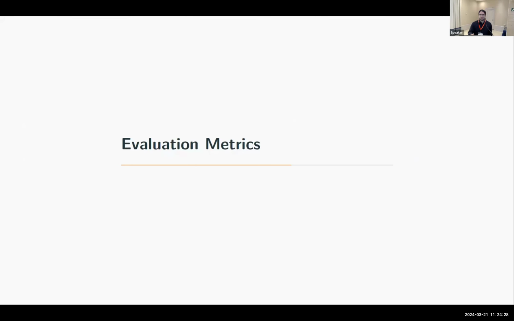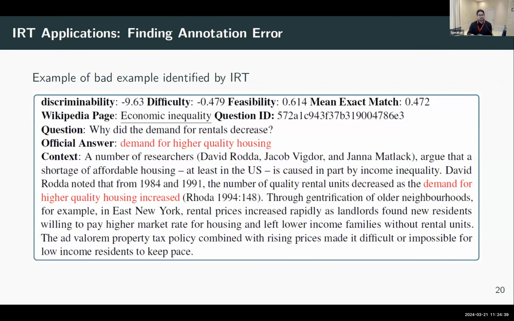Other questions before moving on to evaluation metrics? Yeah, sure. Could you go back to the squat example? How should we interpret the feasibility being 0.6 for this example?